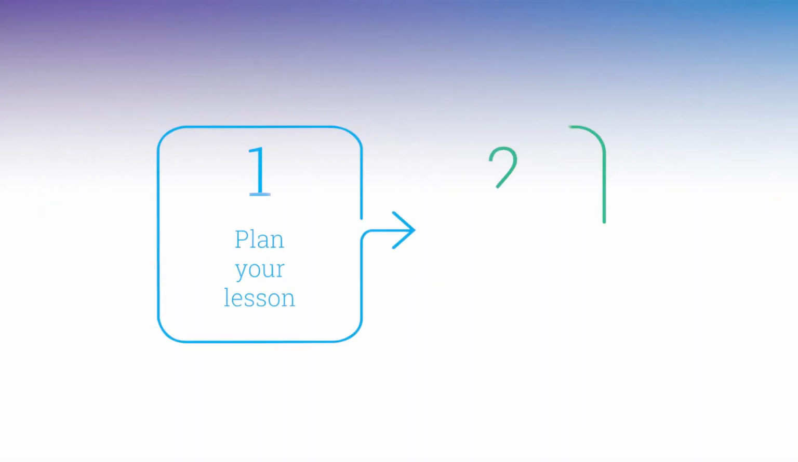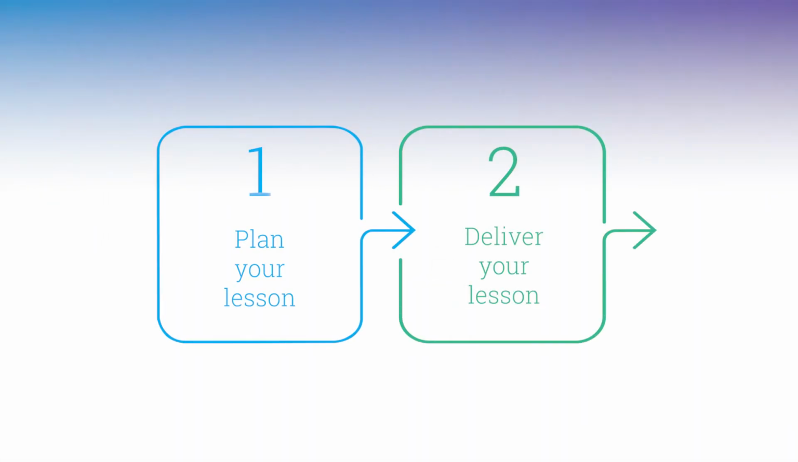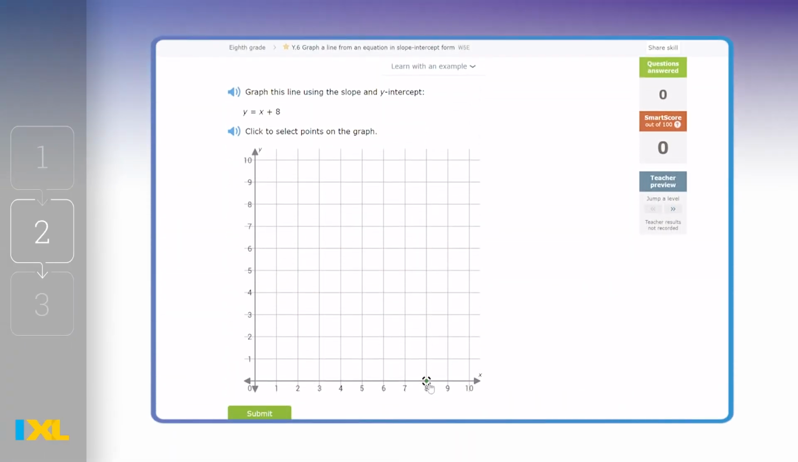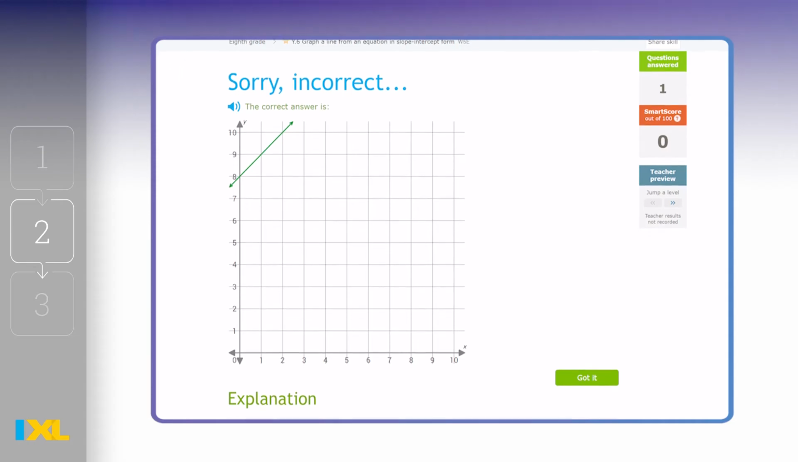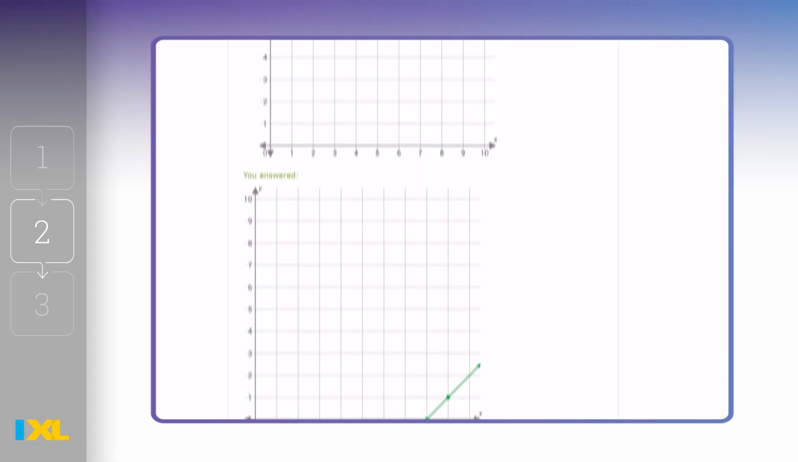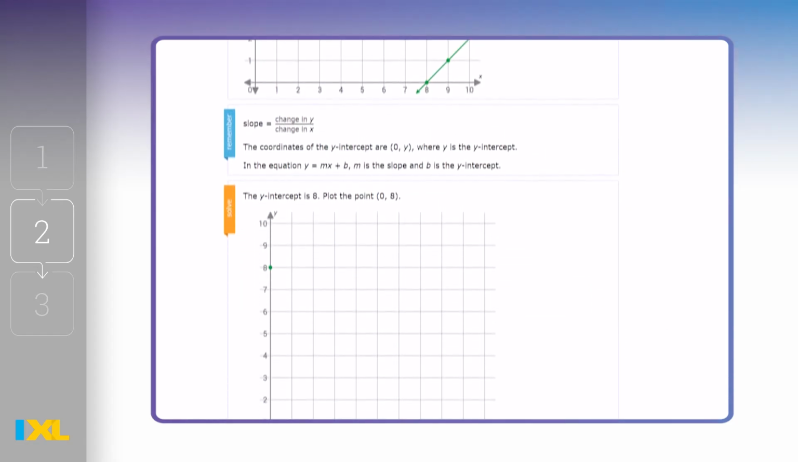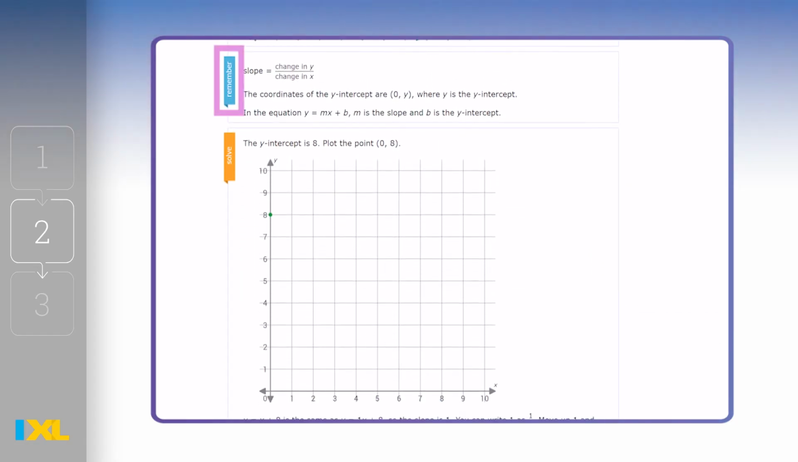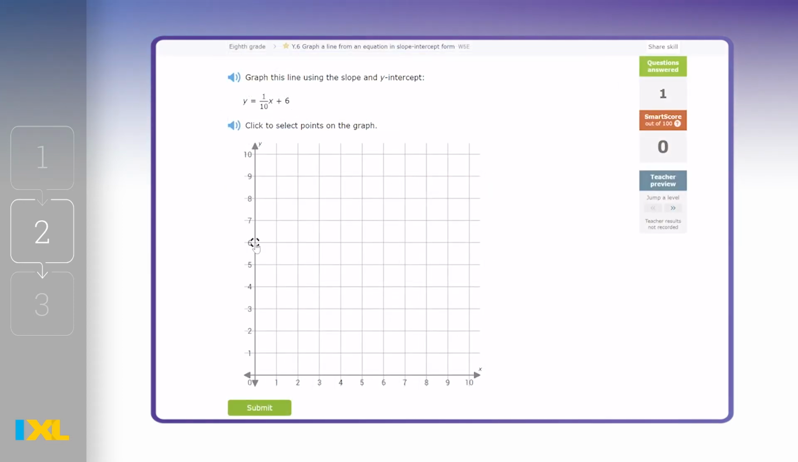For your whole class lesson, employ an inquiry-based approach. Project the skill in your classroom and have students work together to answer the first question. Then, answer the question incorrectly on purpose so that you can see the step-by-step explanation, and walk through that explanation as a class. Draw students' attention to the key concepts in the Remember box, and talk through each step to solve the problem. After that, answer a few more questions as a class or in small groups.